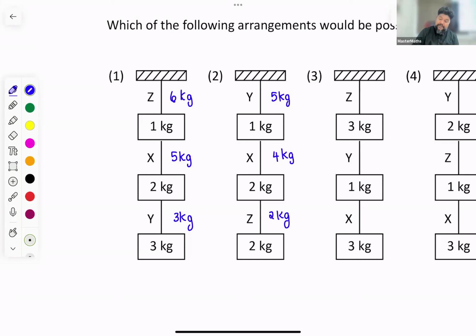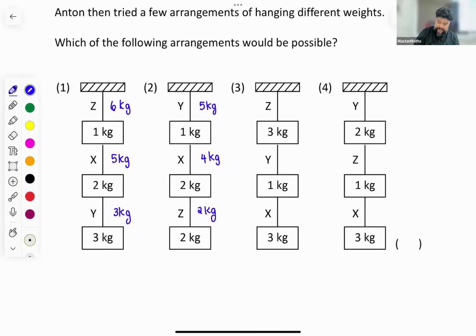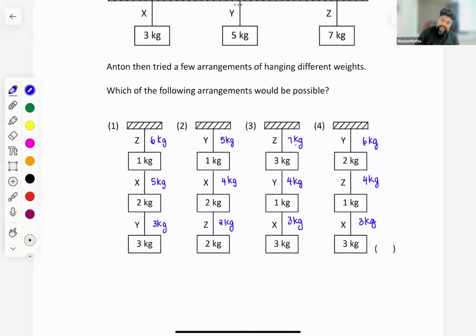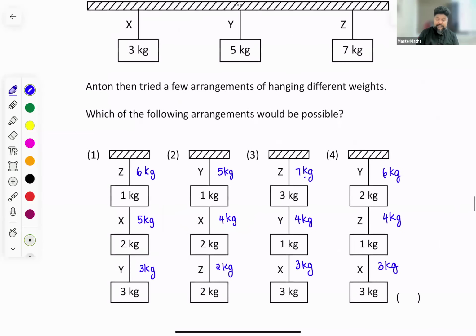This is a math question. Z has 7 kg. Y has 4 kg. X has 3 kg. Y has 6 kg. Z has 4 kg. X has 3 kg. So now it tells you what is the maximum it can hold. Can Z hold 6 kg or not? Maximum Z can hold is 7, so Z can hold 6. Can X hold 5 kg or not? Cannot, because the maximum it can hold is 3.